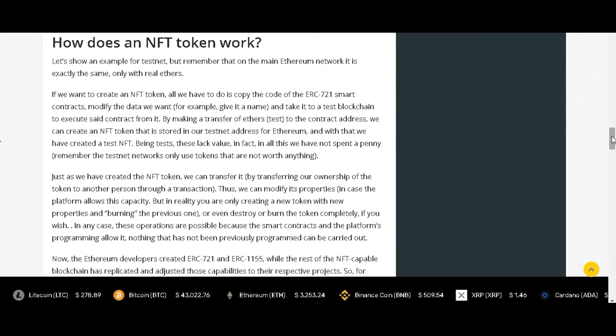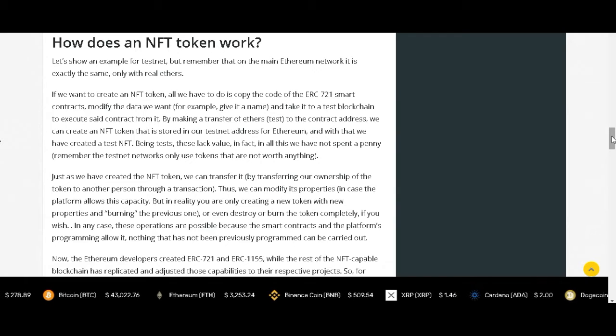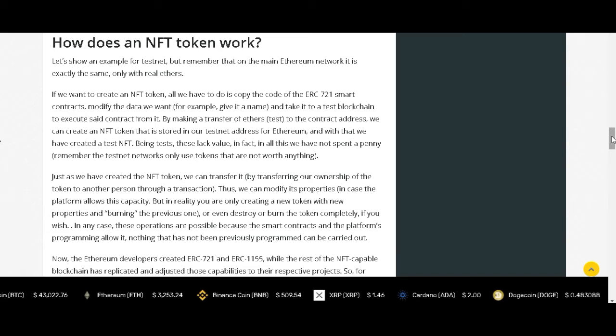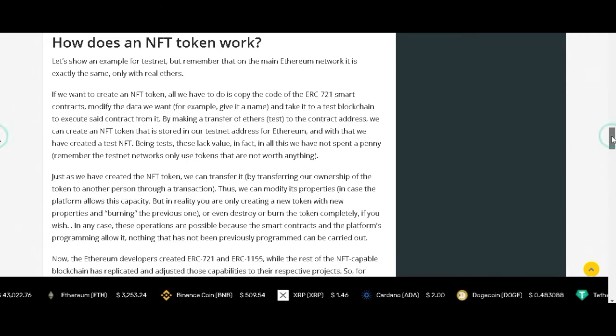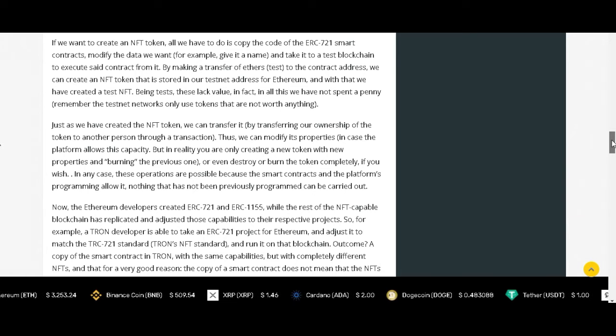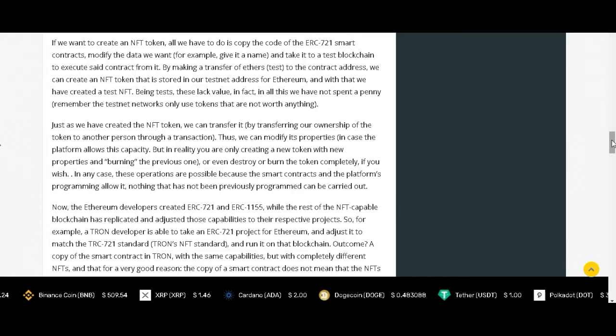Being tests, these lack value. In fact, in all this we have not spent a penny. Remember, the testnet networks only use tokens that are not worth anything. Just as we have created the NFT token, we can transfer it, by transferring our ownership of the token to another person through a transaction.